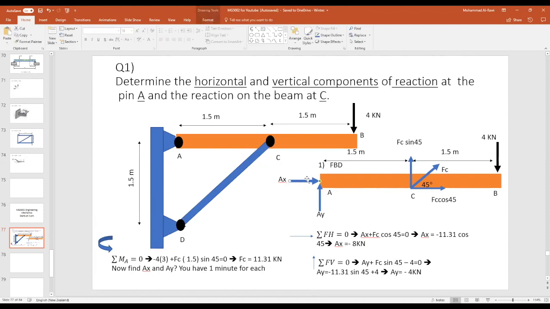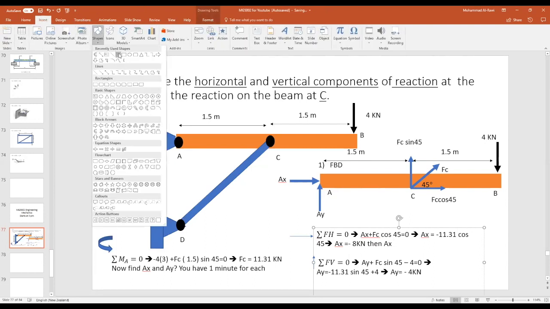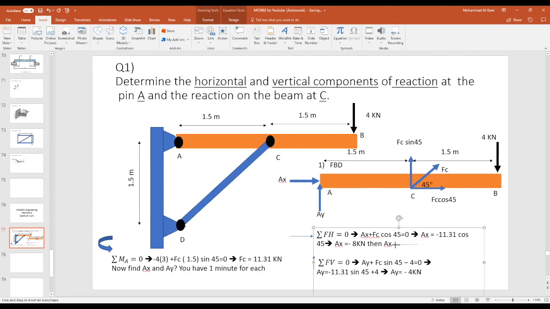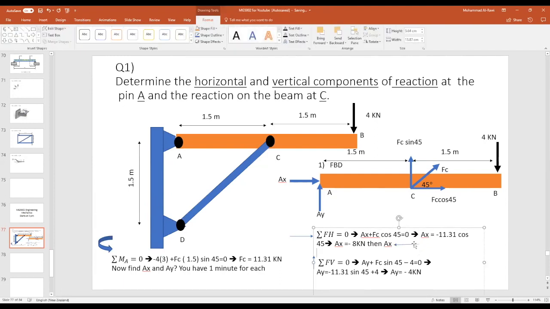But see, I don't need to go back and correct it. I just say here that AX should be in that direction. Because we are engineers, we don't want to write a lot of discussion. So AX is acting in that direction. Very simple, very basic explanation. And AY should act in that direction, so it should be going downwards.